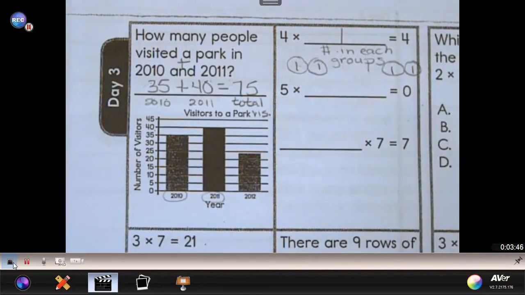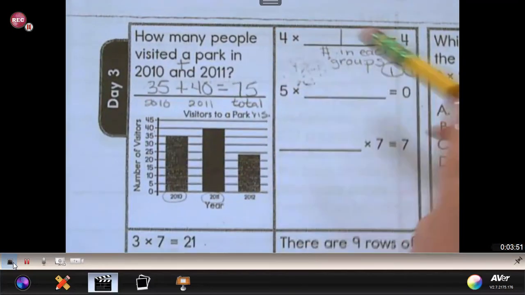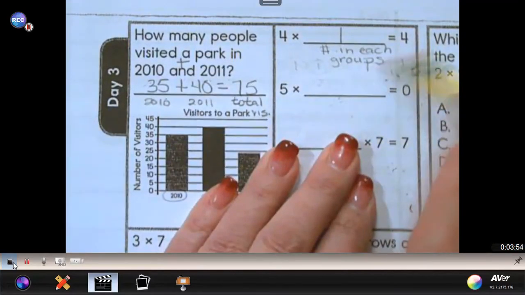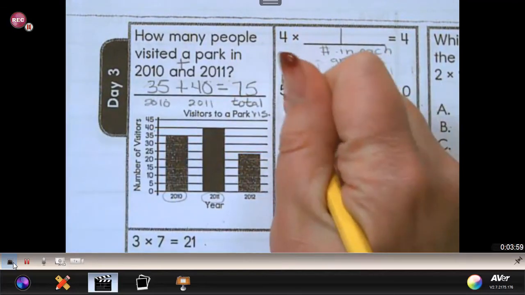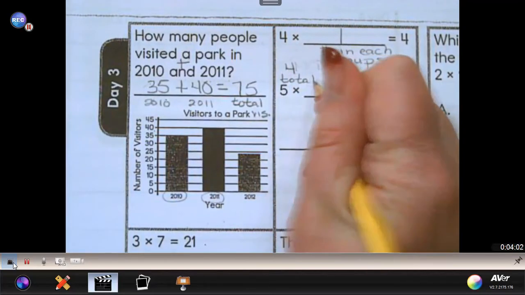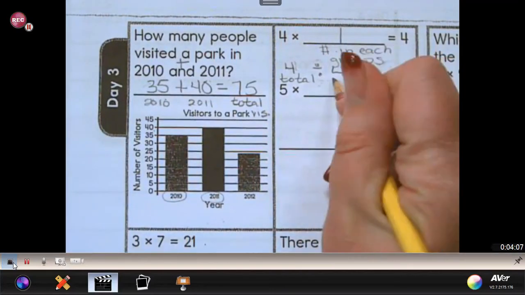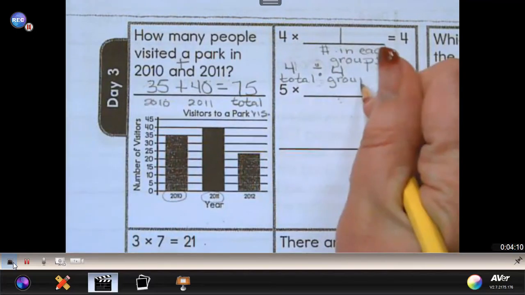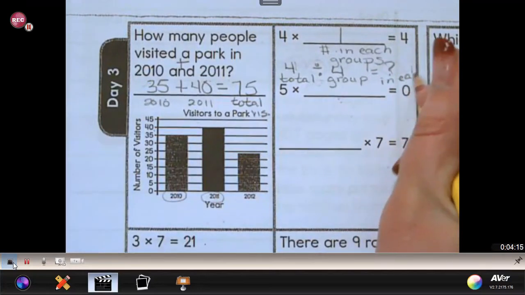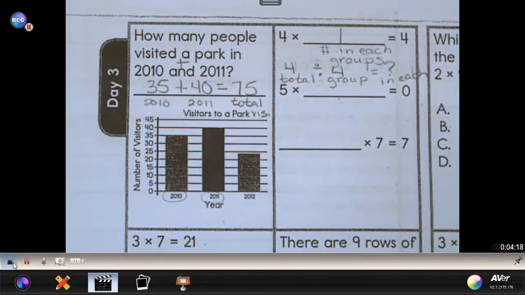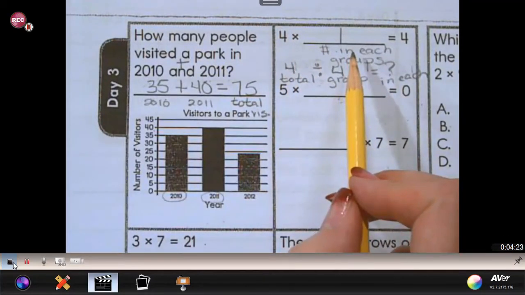Now, this is also considered division. Because with division, and we're going to start on division soon, 4 is our total. We're going to take those 4 total objects and put them into 4 groups. And we're going to come up with the number in each group. And I'll explain this more in detail when we get to division. But this is the beginning steps to division, is finding a missing factor.